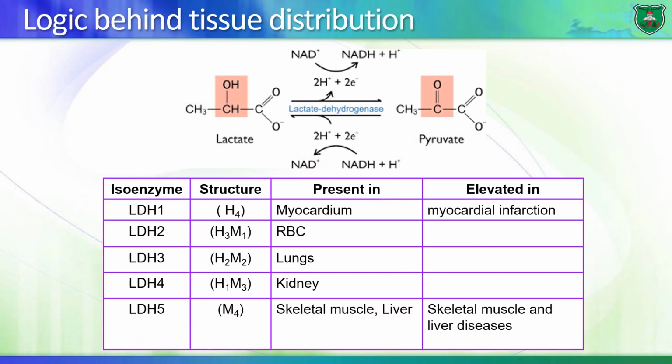In terms of their tissue distribution, LDH1, the all H isoenzyme, is found mainly in heart tissue, and the LDH5 is found mainly in skeletal muscle and liver as well. Now we can see that these different isoenzymes are present predominantly in RBC for LDH2, lungs for LDH3, and kidney for LDH4.